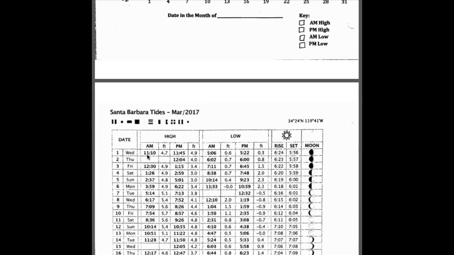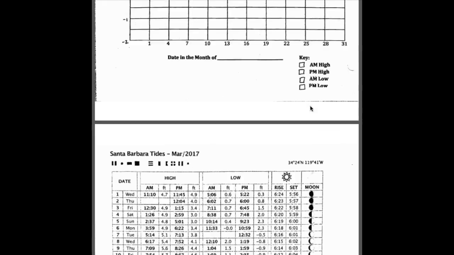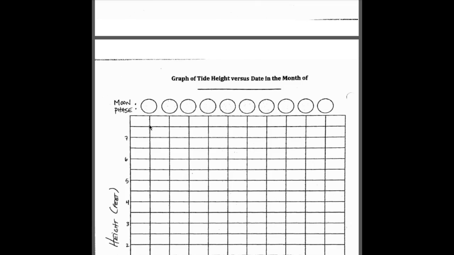So in order to be able to help you with that, you are going to look at your Santa Barbara Tides data sheet, which is right here. And for instance, on day 1, we have a moon that appears to be a waxing crescent. So for your unfilled in moon for day 1, you would draw in a waxing crescent for that moon. So if you want to do that right now, you certainly can.